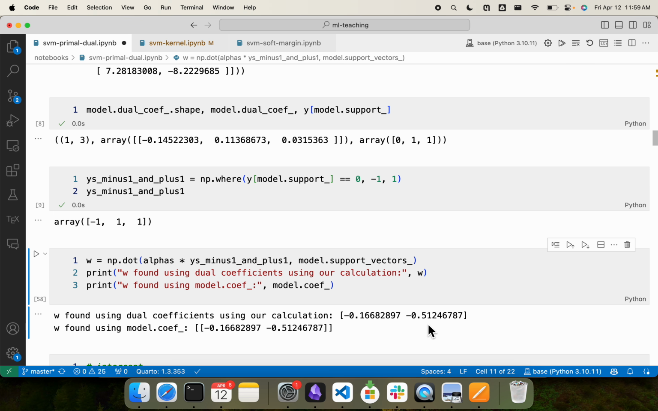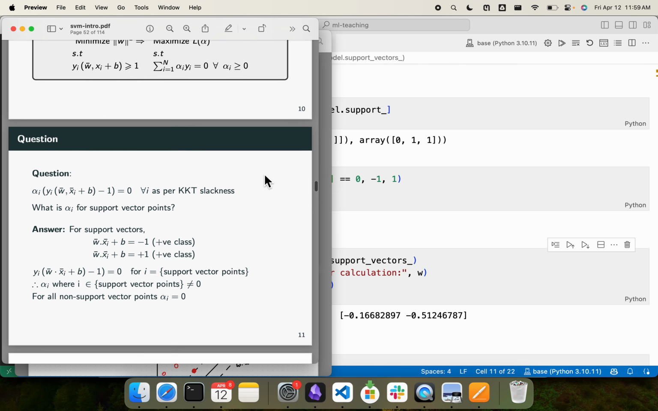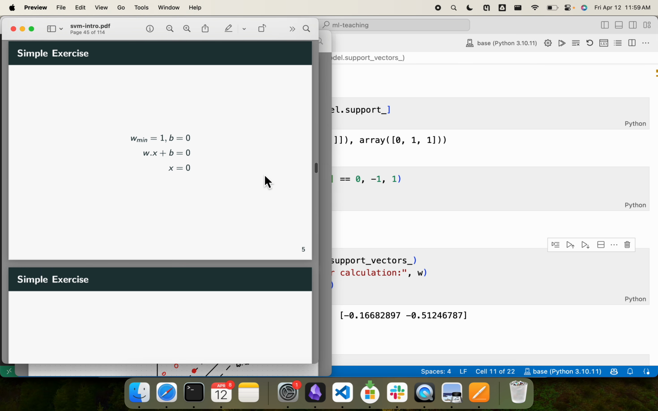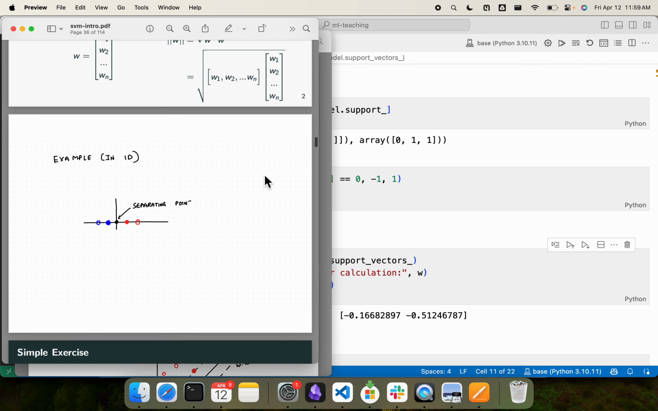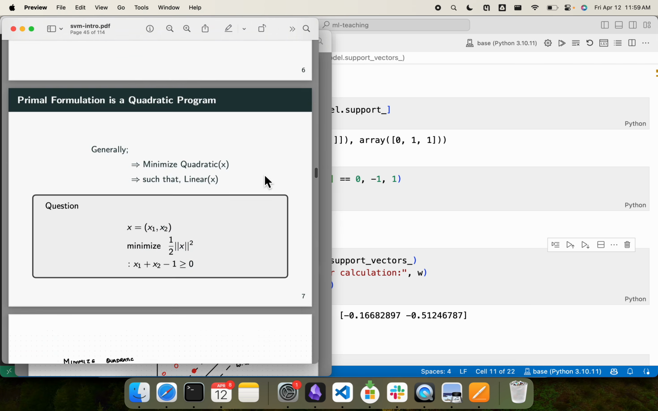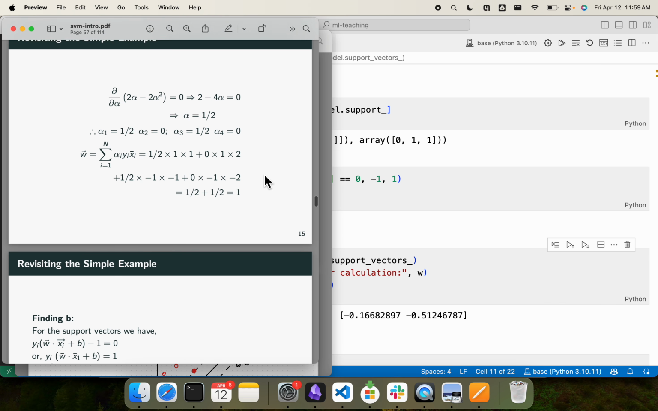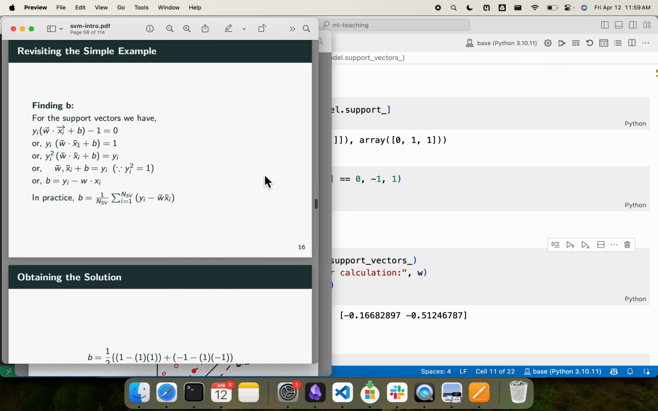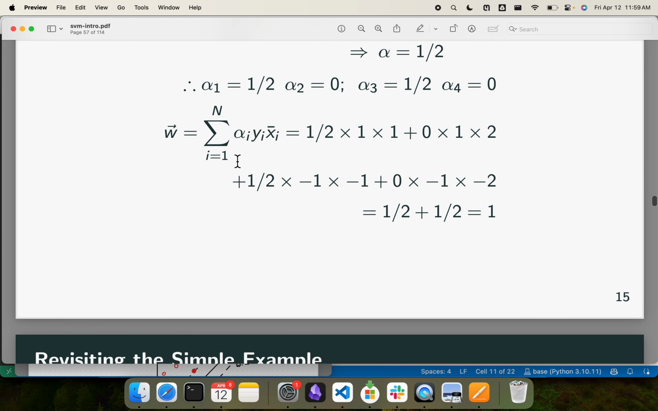Now, in theory, we had seen that the w vector can be written in terms of alphas. Can anyone tell me what the relationship between w and the alphas is? Does anyone remember? In general, we can write w equal to summation i equal to 1 to n alpha i yi xi.